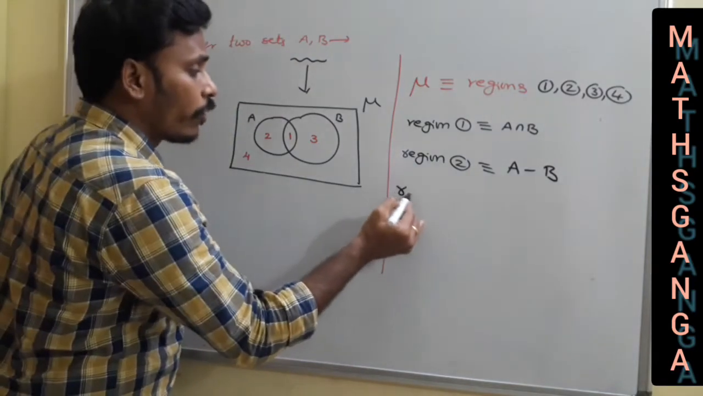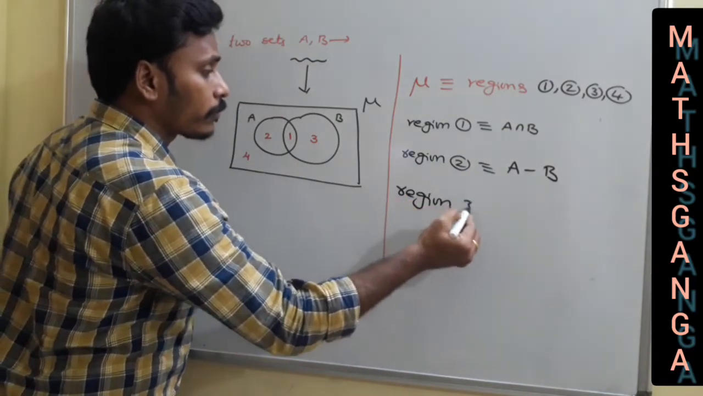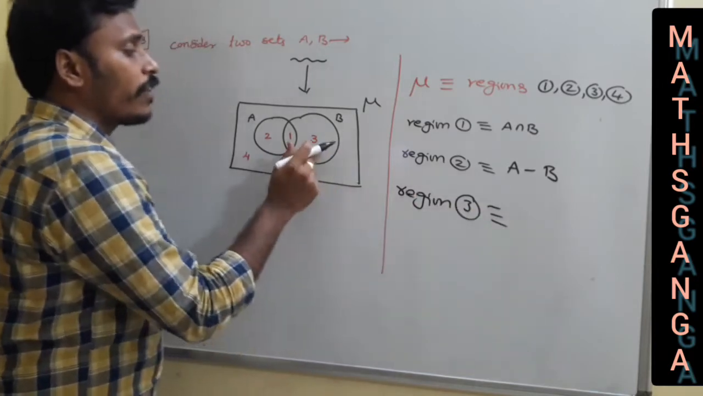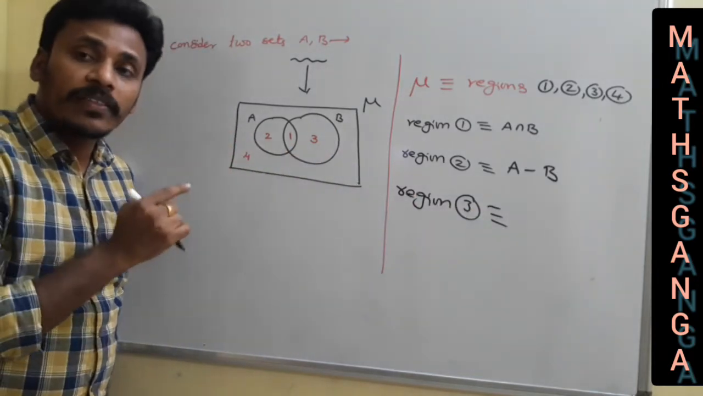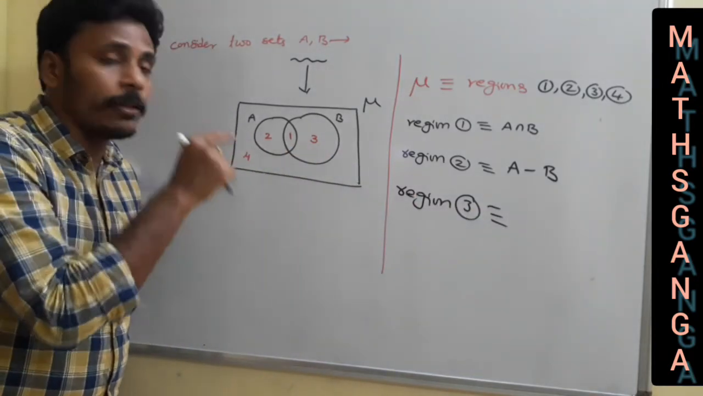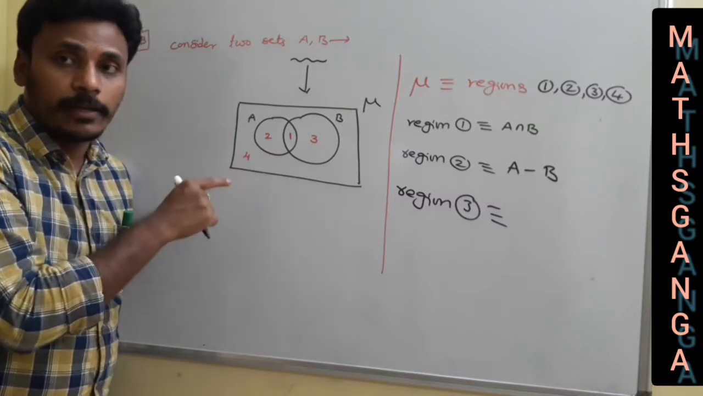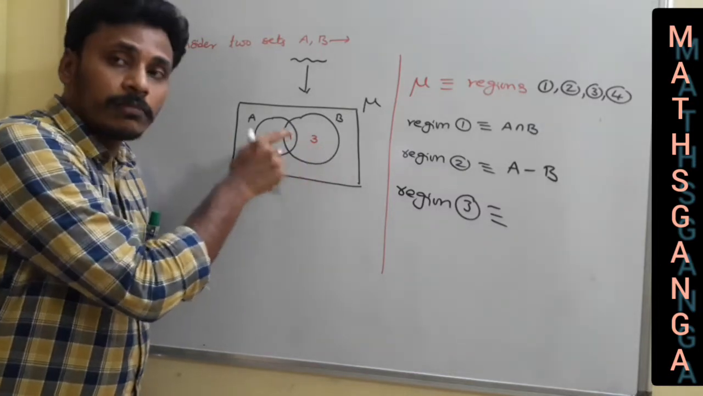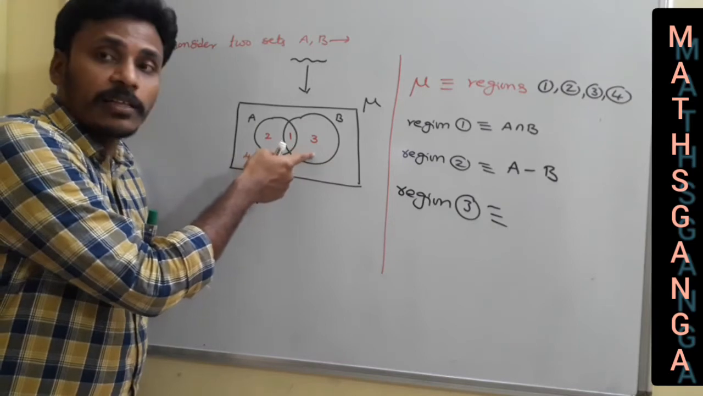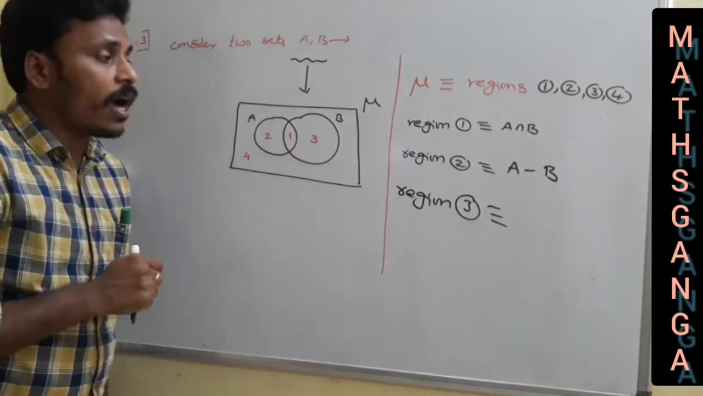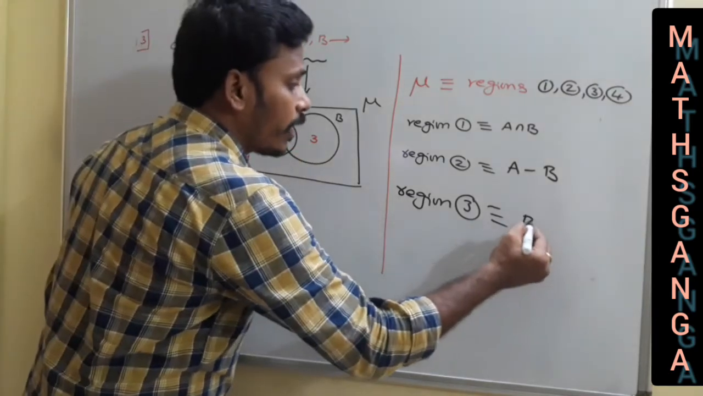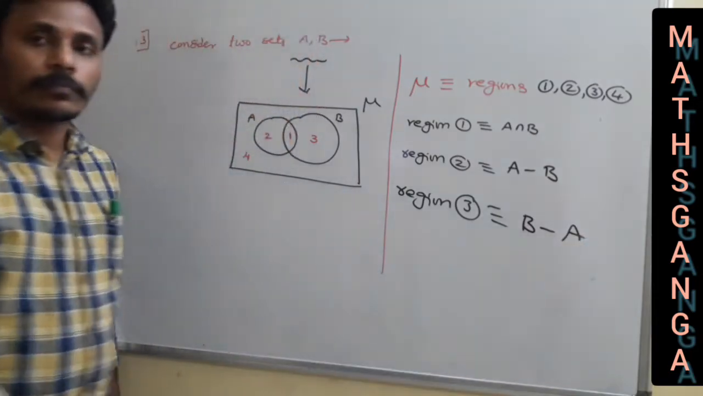Coming to region 3, this is the region that is there in B but not in A. Is it right? This is the region in B clearly, and that region is not included in A, and that's why this region represents B minus A.